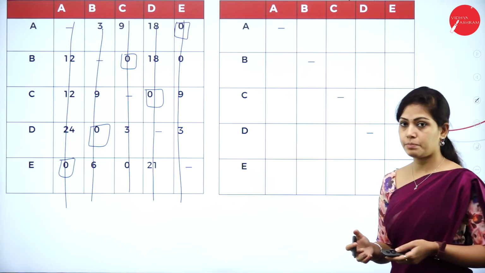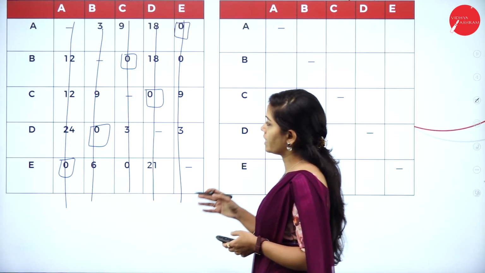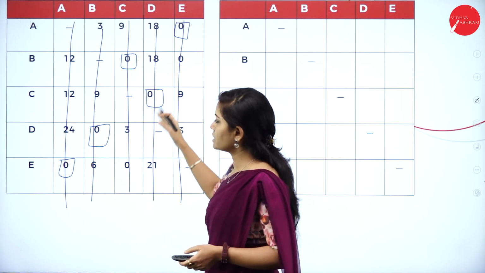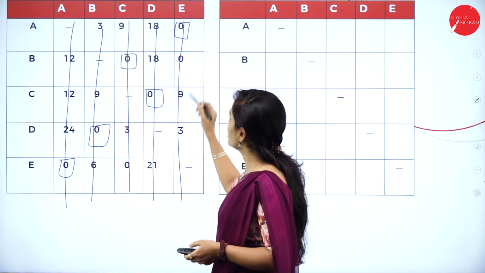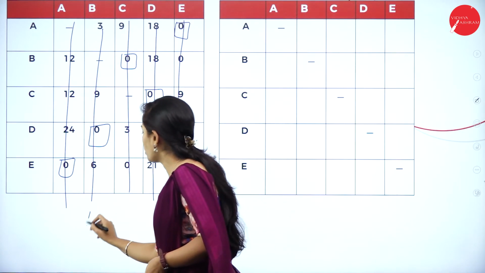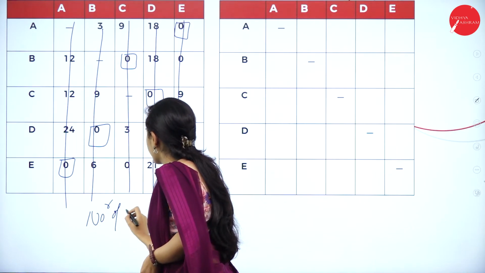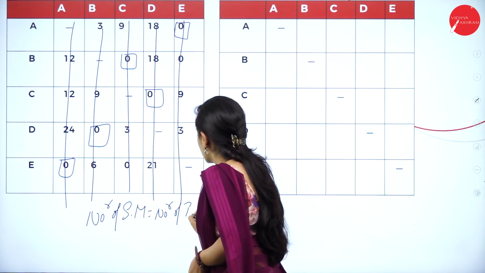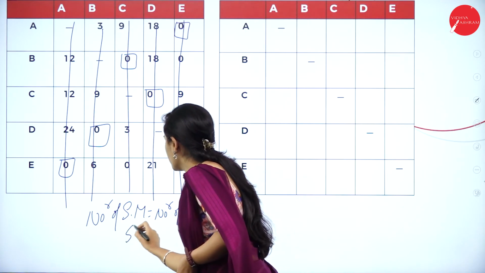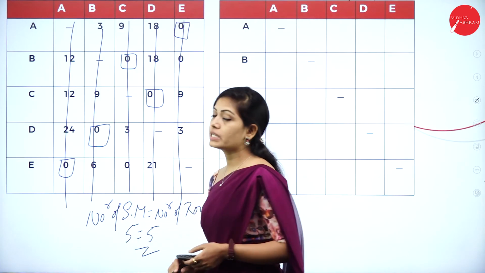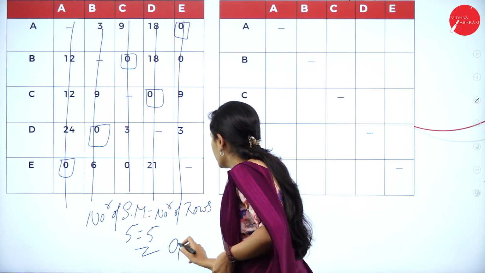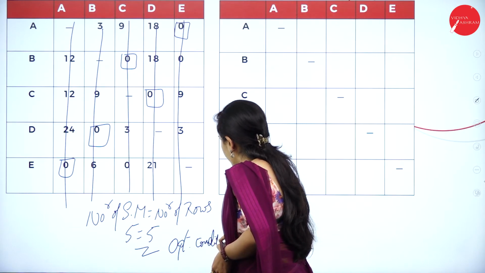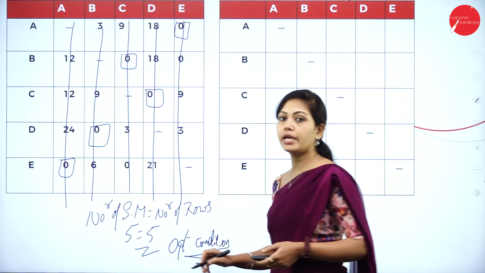And the next step, we have to check whether it is satisfying the optimality condition or not. In row scanning only, I have covered all the zeros. So how many squares have I marked? 1, 2, 3, 4, 5. So the number of squares marked is equal to the number of rows. So 5 equals 5, so it's satisfying the optimality condition. If it is satisfying the optimality condition, I can move further.